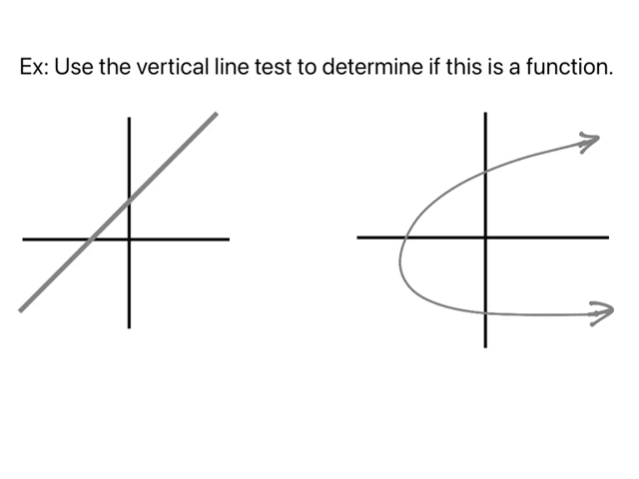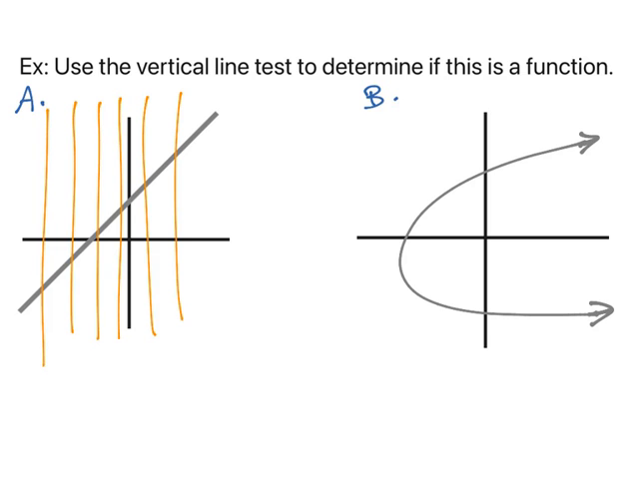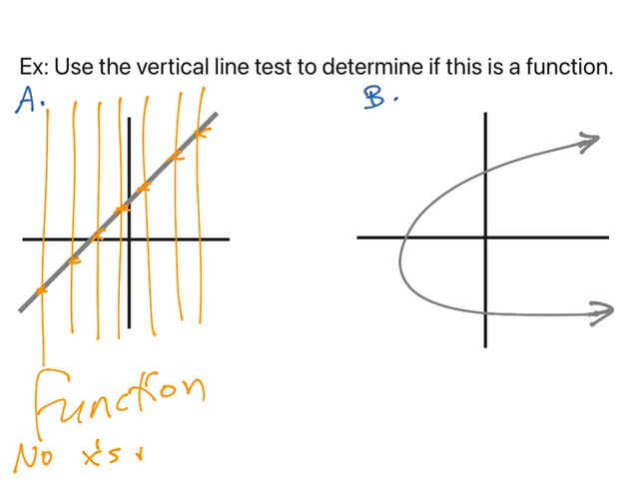Okay, so we have two graphs here. We'll call this graph A and graph B. So in graph A, you'll know we have a straight line. It has a positive slope. And if you think about vertical lines, so if I would take vertical lines and just think about them crossing the graph, you'll notice for this graph, they only ever cross the graph in exactly one spot. So this is a function because no x's repeat.